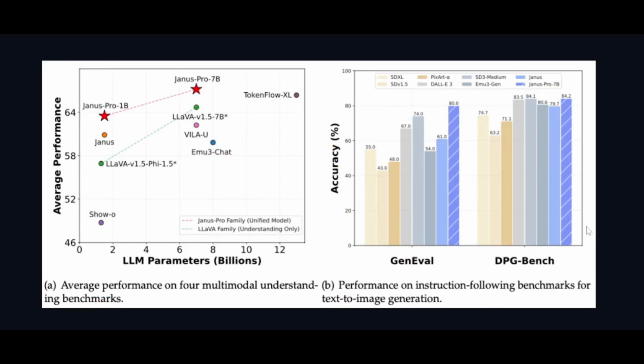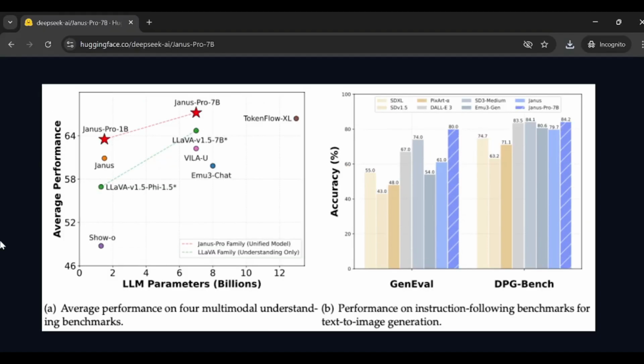Today we are going to see how you can use Janus Pro on your PC for free. DeepSeek, after the release of DeepSeek R1, just released another multimodal model called Janus Pro, which is able to generate images from text and text from images. That's why it's called multimodal. So now let's see how you can use Janus Pro for free.